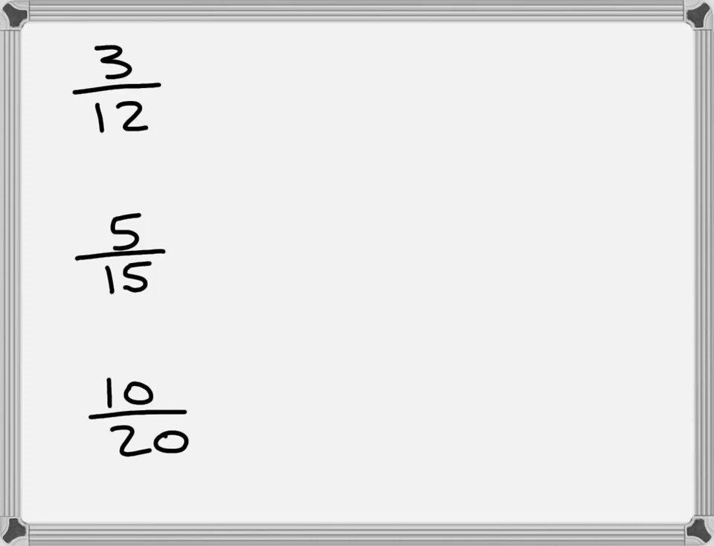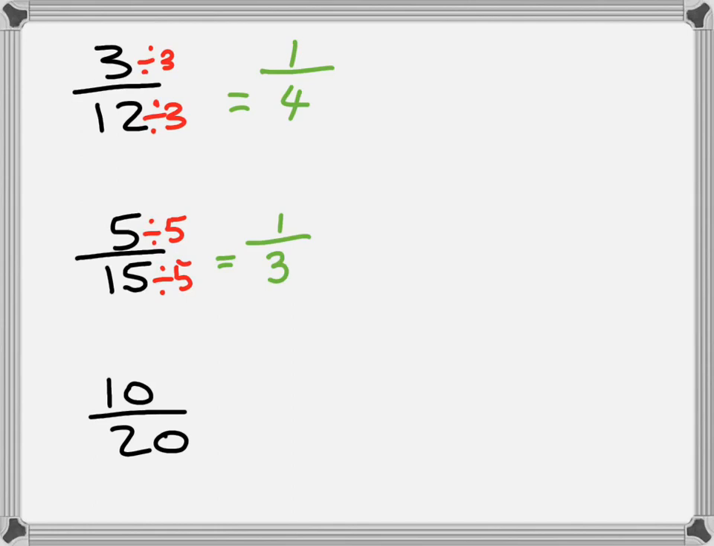Okay, let's look at the answers. The greatest common factor in 3/12 is 3. So we're going to divide by 3 at the top, divide by 3 at the bottom. And we now have 3 divided by 3 is 1, 12 divided by 3 is 4. Okay, next one. Greatest common factor here is 5. And it's going to become 5 divided by 5 is 1, 15 divided by 5 is 3, 1/3. Next one, the greatest common factor is 10. It can go into both of them successfully. And the answer is going to be 10 divided by 10 is 1, 20 divided by 10 is 2.